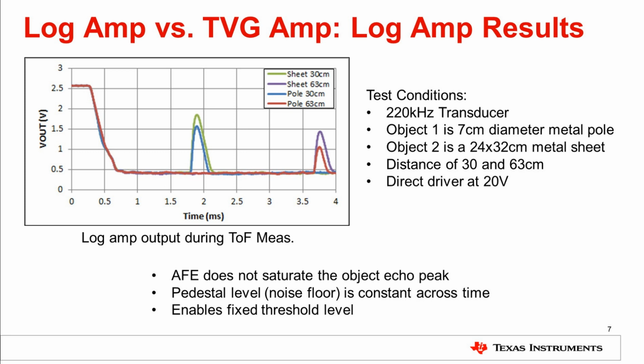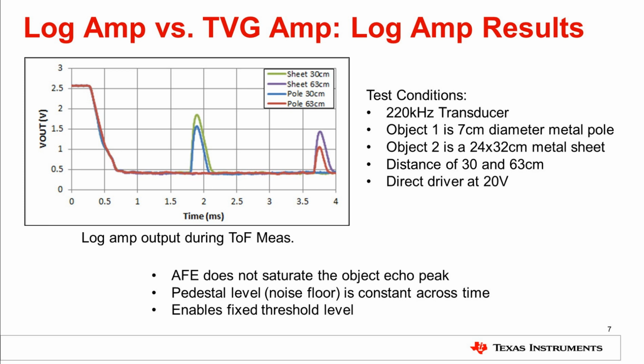The transducer is excited with drive pulses at 20 volts, which saturates the AFE initially. The second peak at the output occurs when the reflected object echo is detected. Since the reflected echo strengths vary depending on the object's shape and distance, the strength for the sheet is larger than that of the pole by a factor of 3, and the strength at 30 centimeters is larger than that at 63 centimeters by a factor of 4.